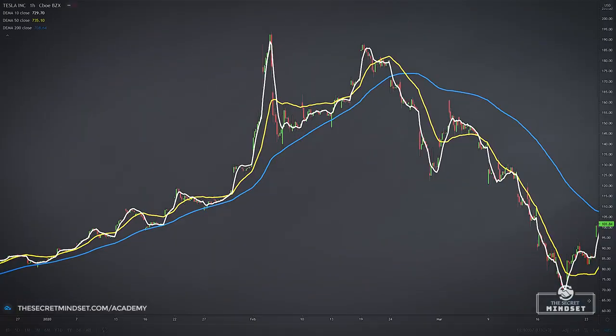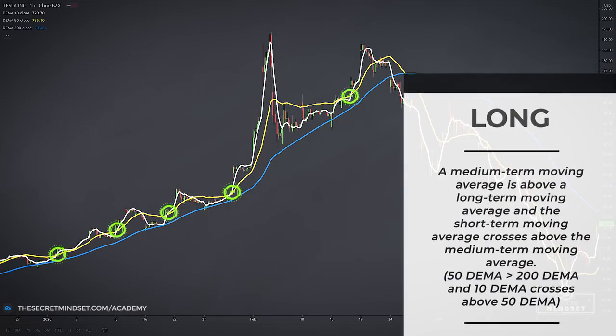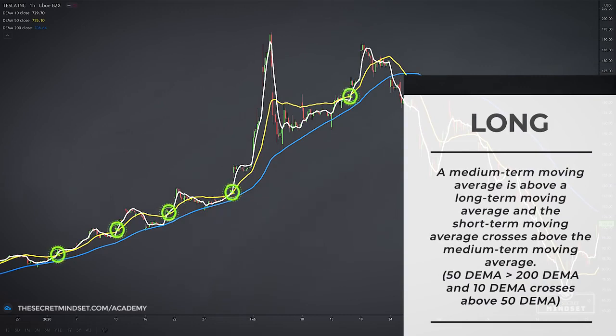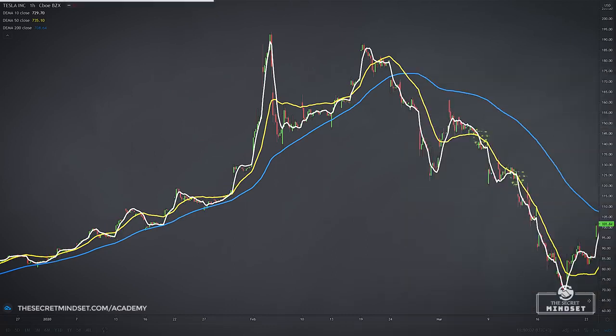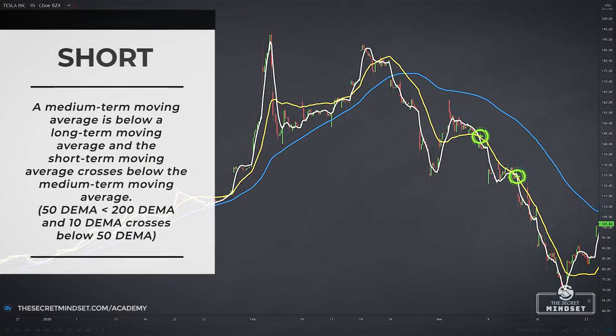Moving average crossovers can also be used as a system of three moving averages. In this case, a bullish signal is triggered when a medium-term moving average is above a long-term moving average, and the short-term moving average crosses above the medium-term moving average. A bearish signal is triggered when the longer-term moving average is above the medium-term moving average, and the short-term moving average crosses below the medium-term moving average.